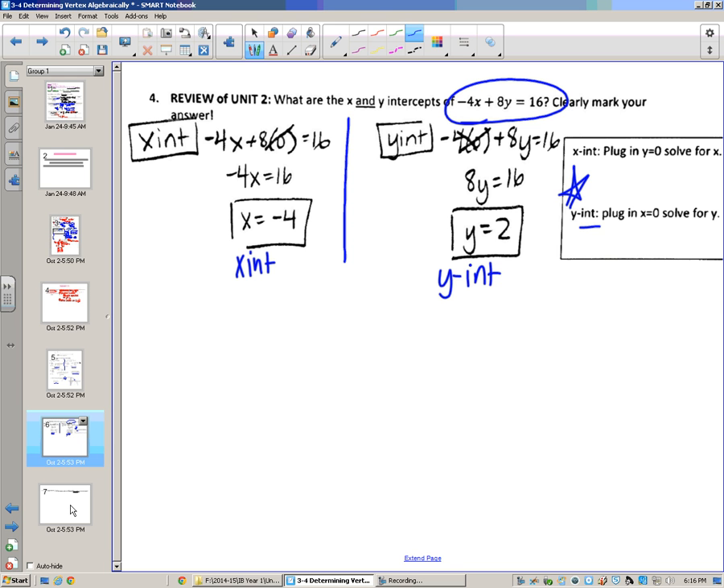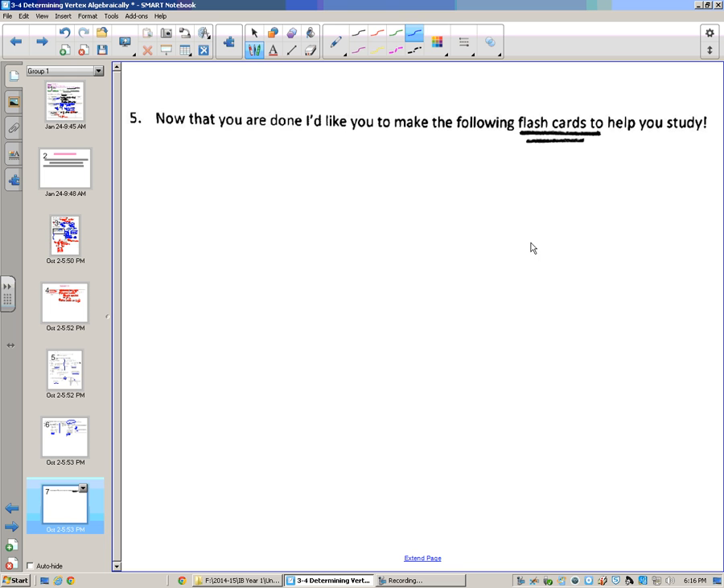Okay. What I ask that you do once you finish reviewing all of this, completing all your questions, is that you make the flashcards to help you study. Okay, so I told you exactly what I think would be helpful on the front and on the back of each flashcard. I look forward to seeing you tomorrow.